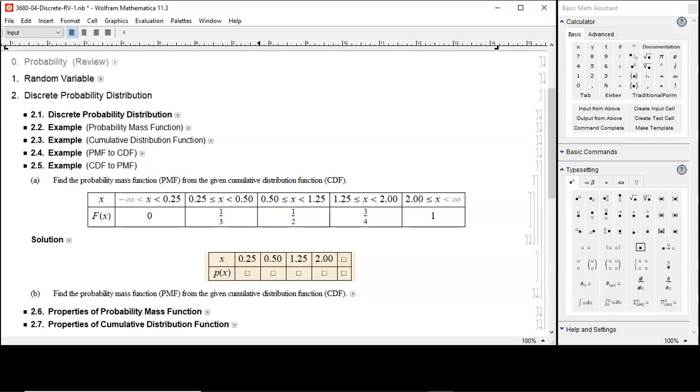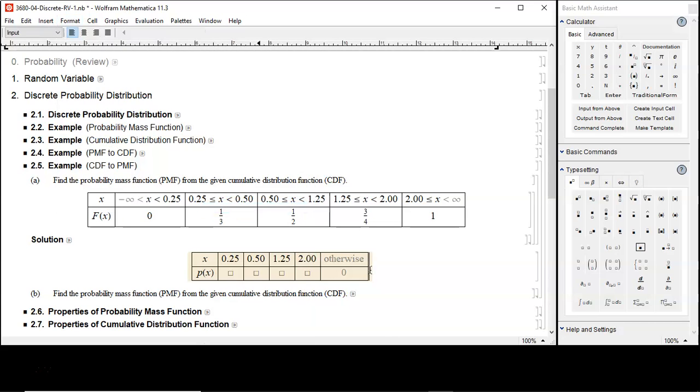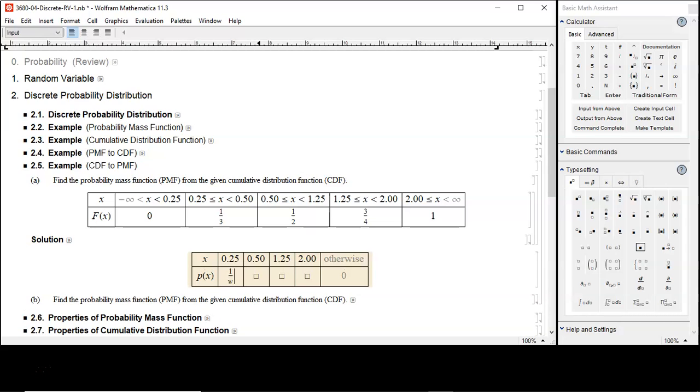Is that clear to everybody? Otherwise it is impossible, so otherwise probability is 0. So 0.25 is the threshold here that separates these two intervals, and 0.5 and 1.25 and finally 2.0. Something took place so that 0 became 1/3. So what's the size of the jump? I can figure it out by subtracting.